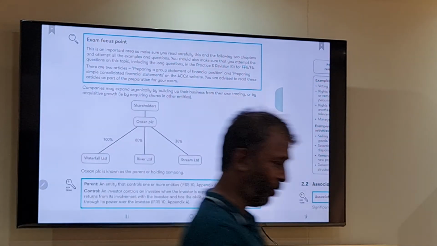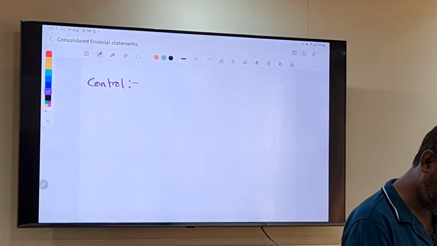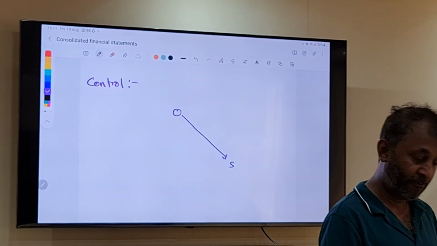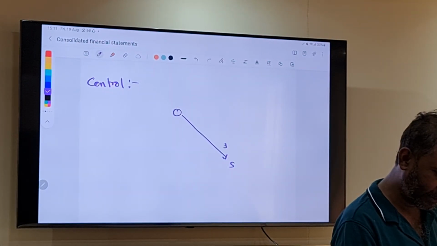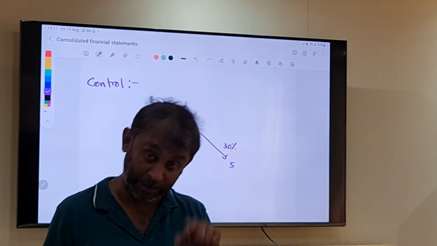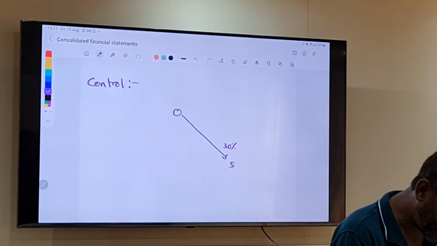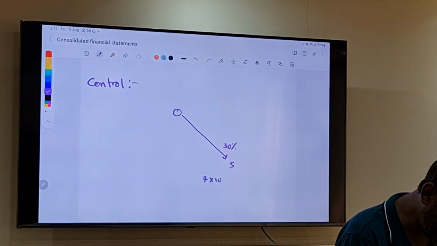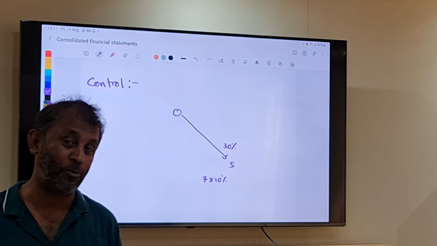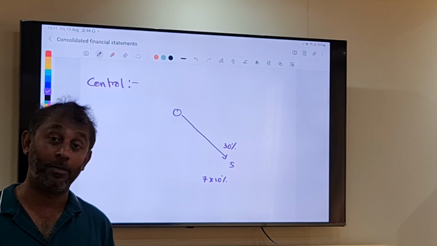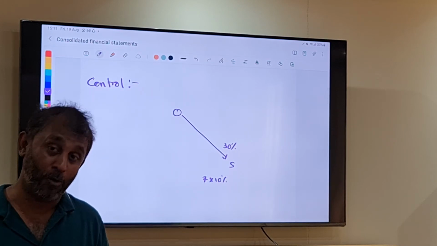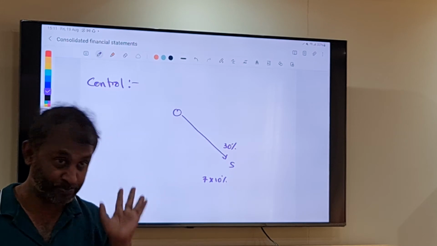But if I put a different scenario here, O and S. What is the percentage O is having? 30. So what is the remaining percentage of the share capital? 70. If that 70% is owned by 7 people at 10% each. The total number of shareholders, how many? 8 shareholders. The 7 shareholders, each of them having only 10%.